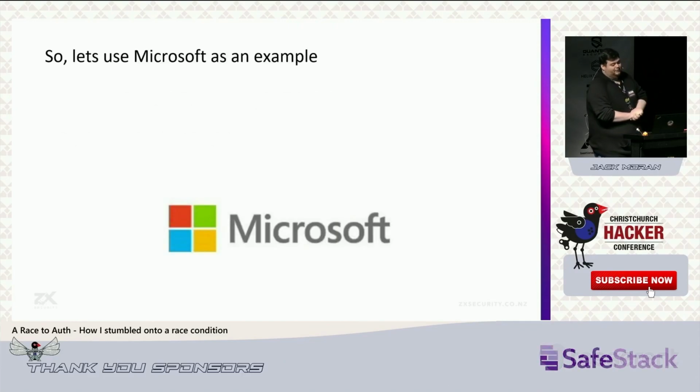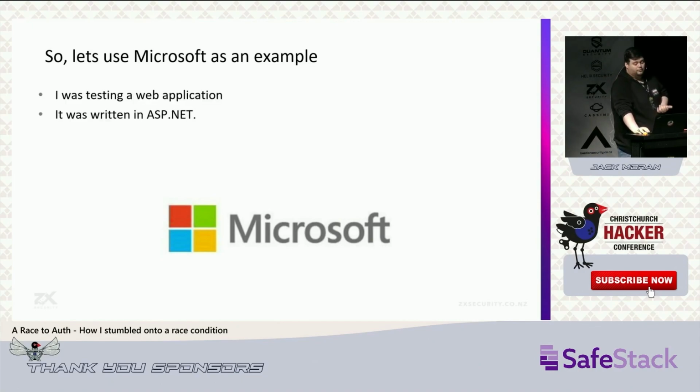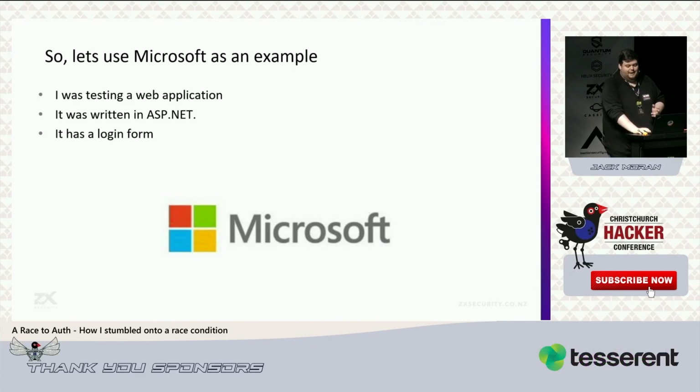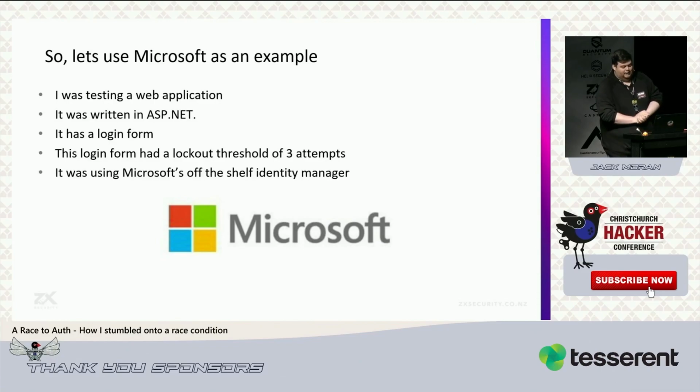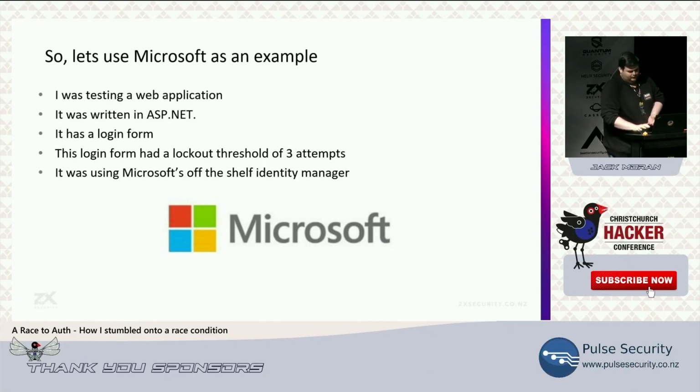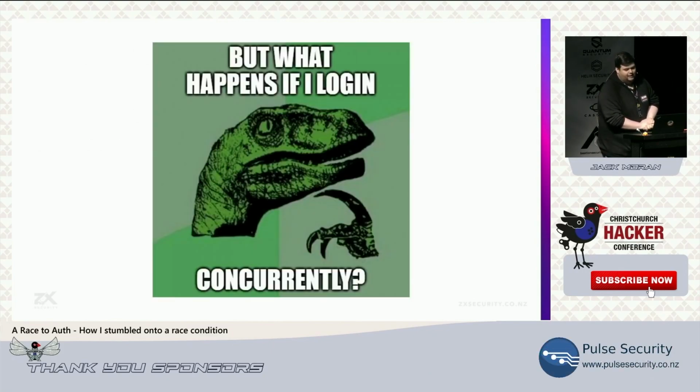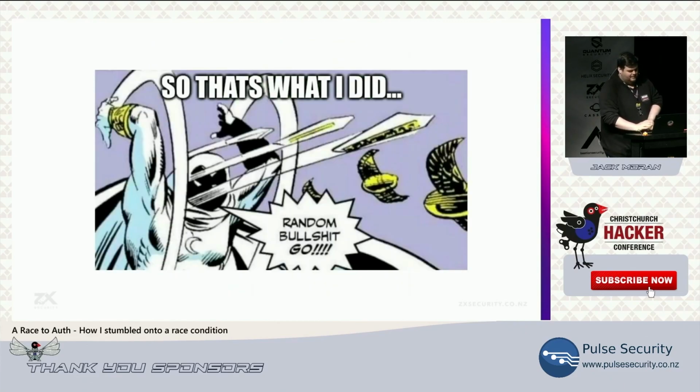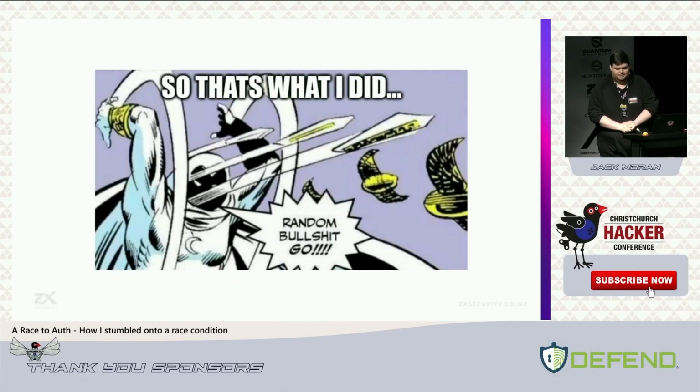So let's use Microsoft. I was testing a web application. It was written in ASP.NET, and it had a login form. This login form had a lockout set to a maximum of 3 attempts, and it was using Microsoft's off-the-shelf identity manager. So I thought to myself, what happens if I attempt to log in concurrently? And well, that's what I did.